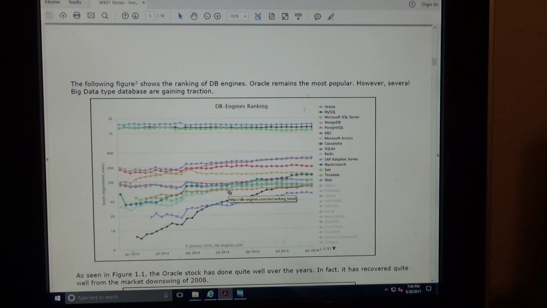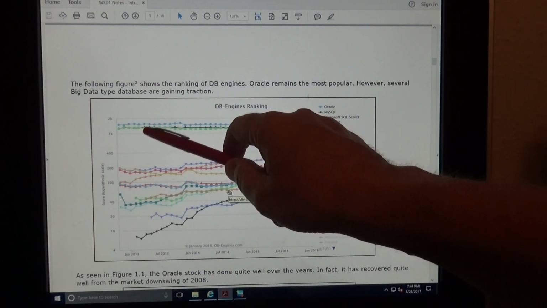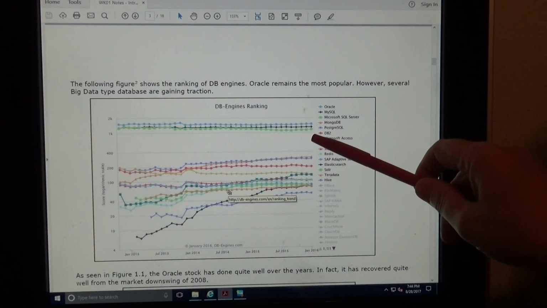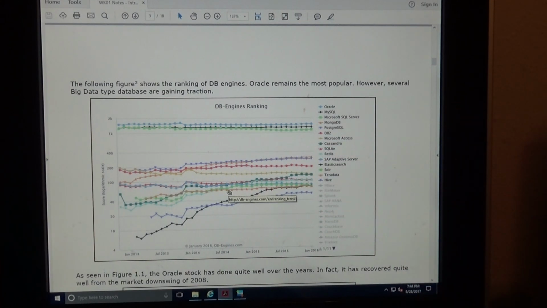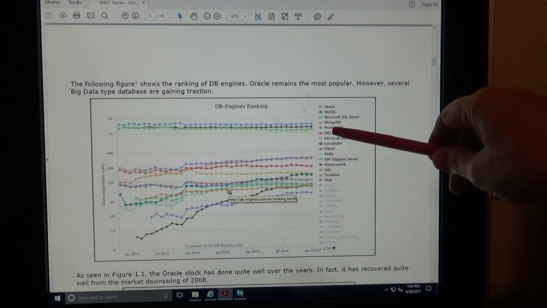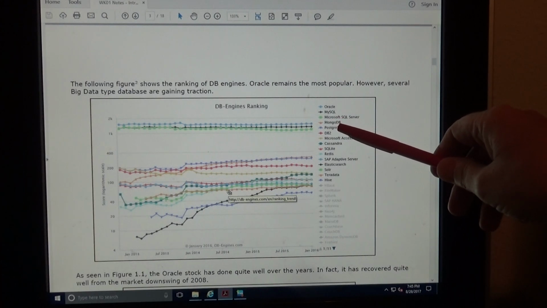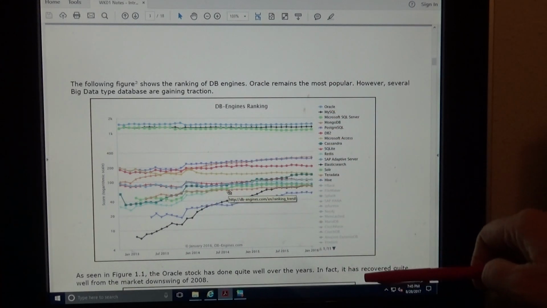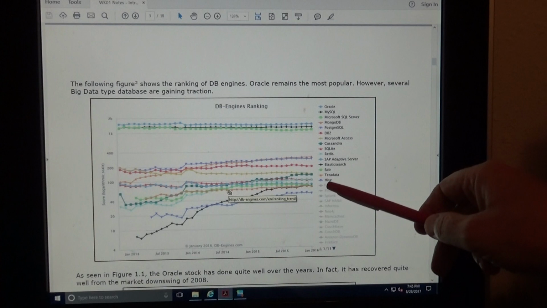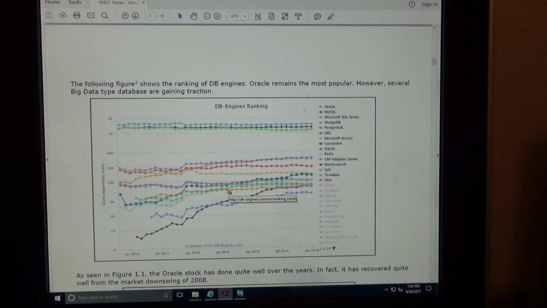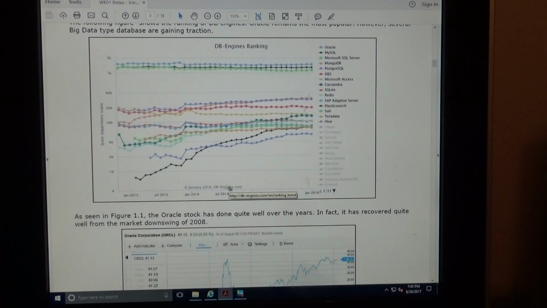Now this graph looks a little bit confusing, and what it's showing is Oracle at the top, MySQL, Microsoft SQL Server. And what we see is that Oracle is still kind of the top dog, as I say, in terms of being the most popular database. Others are gaining ground here, and we see Hive, which is associated with big data, for example. And there's a reason I mentioned that about Oracle.